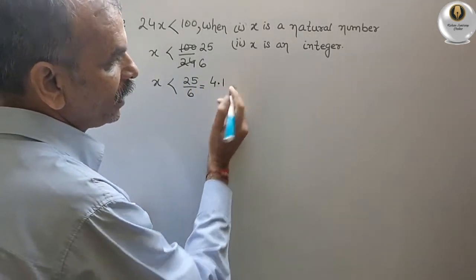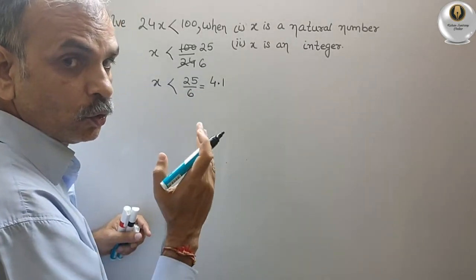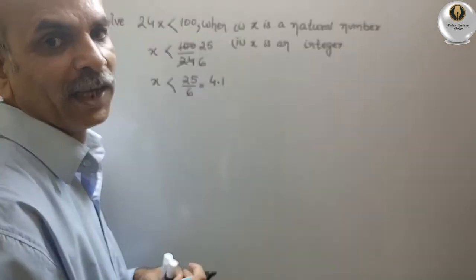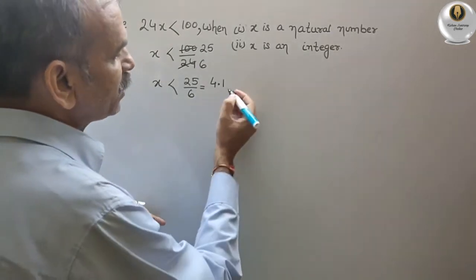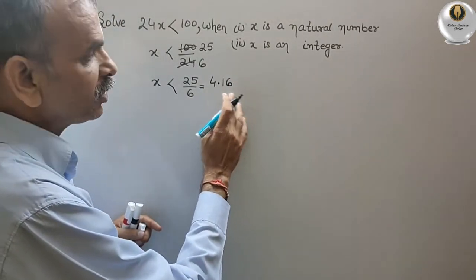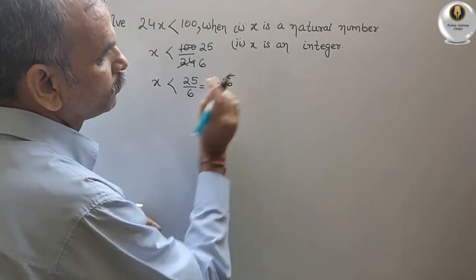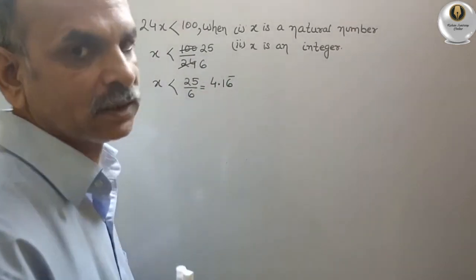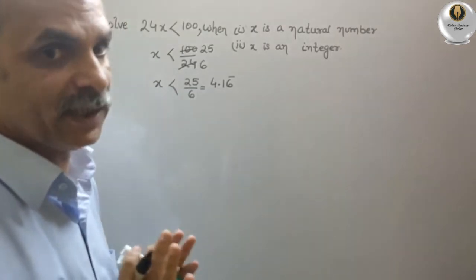We will put 1 here. It goes to 40. So that means 6 sixes are 36. So 4 will be left, and it will go on. So 4.16. We should understand this.